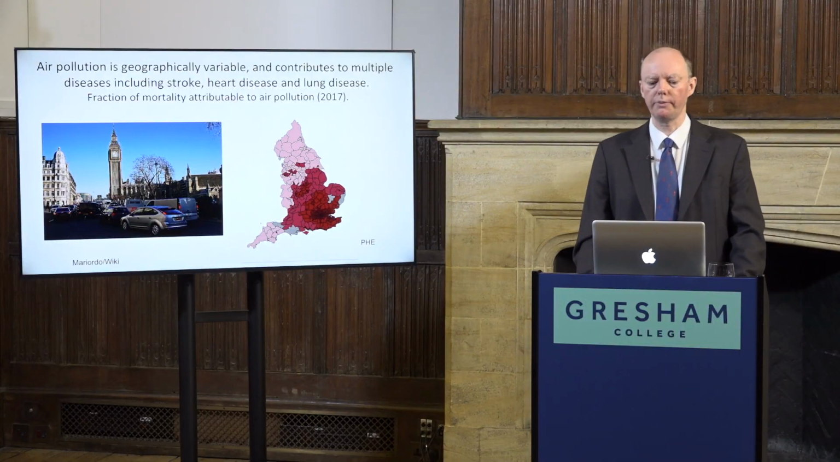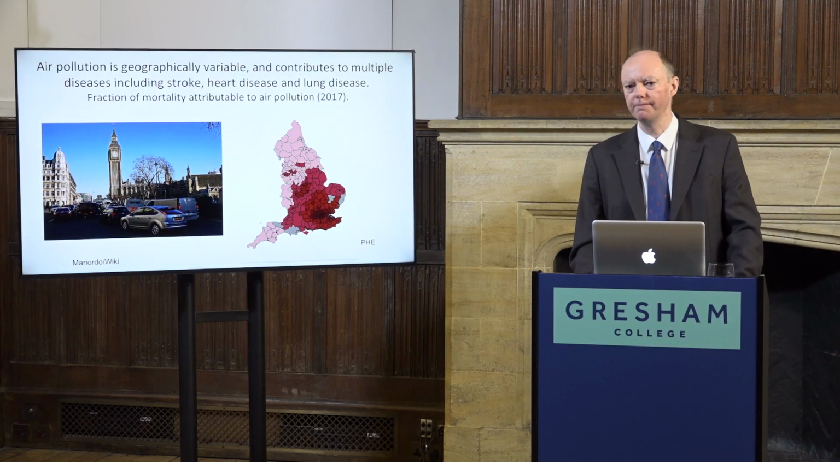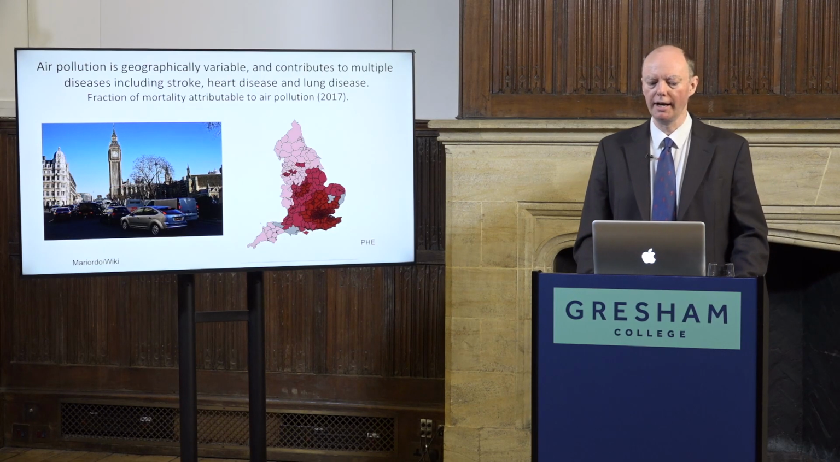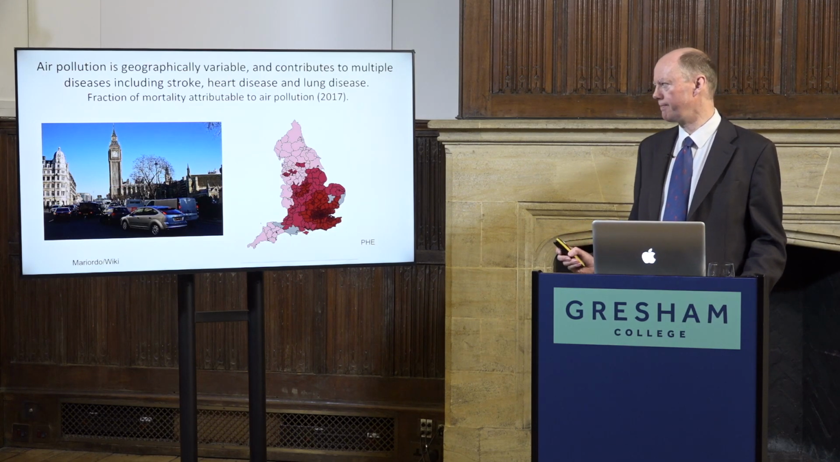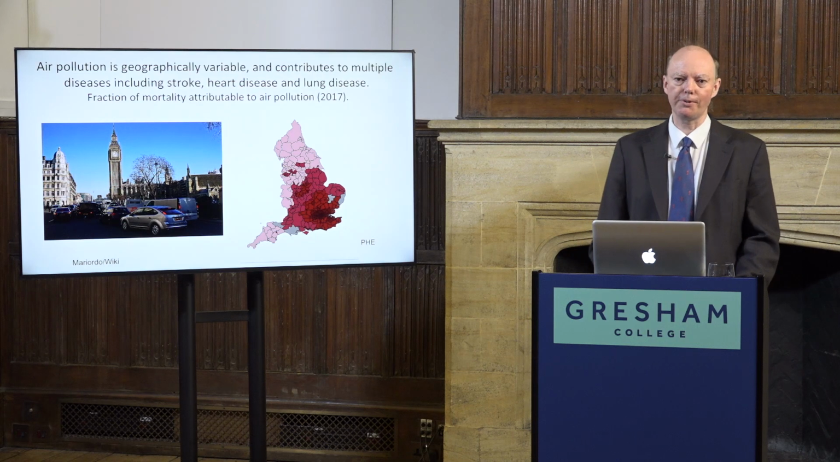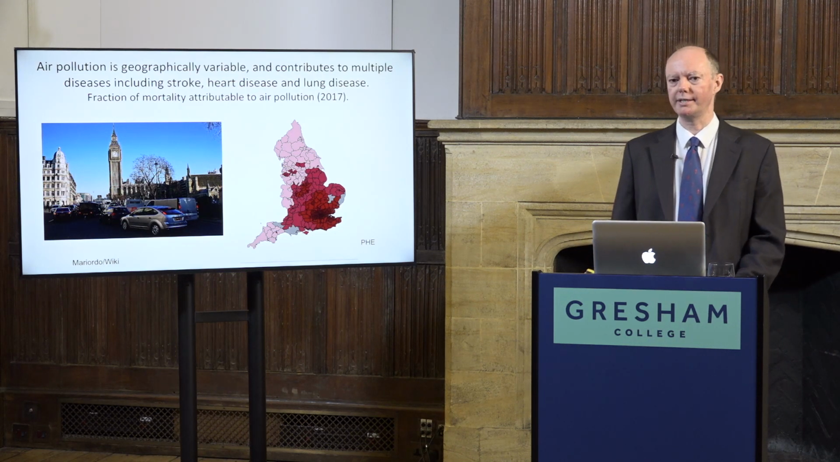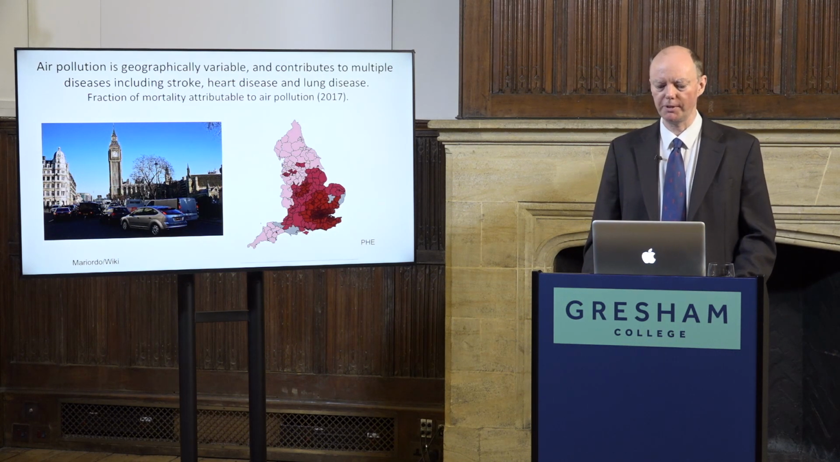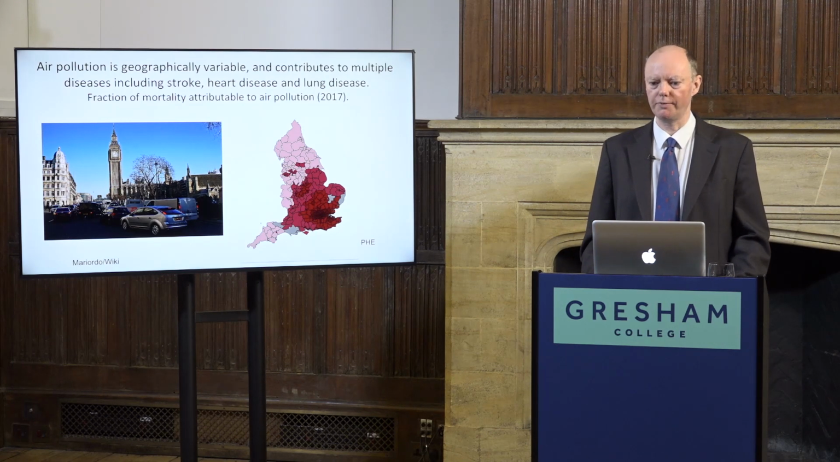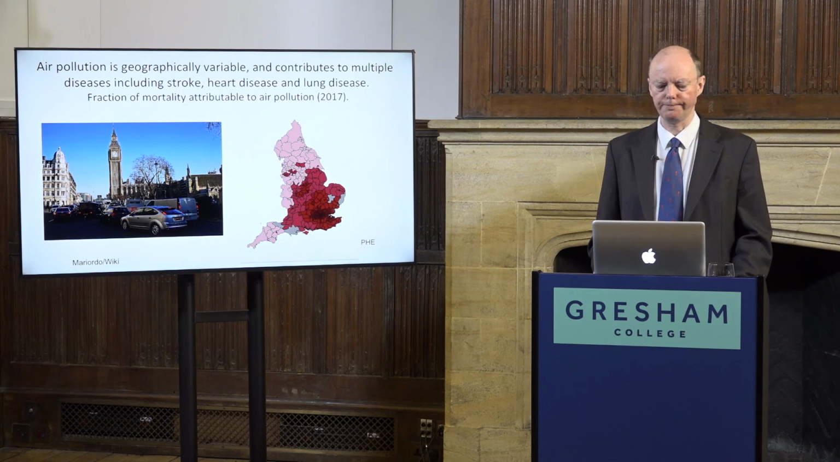Now, the first one I want to just talk about is air pollution. Air pollution causes strokes, heart attacks, some cancers, and asthma attacks, a variety of other problems, and it contributes to multiple other diseases. The fraction of mortality that is caused by air pollution in the UK is possibly unsurprisingly very heavily concentrated where there's urban areas, particularly with heavy traffic. So in the UK in particular, this will be found around Greater London.